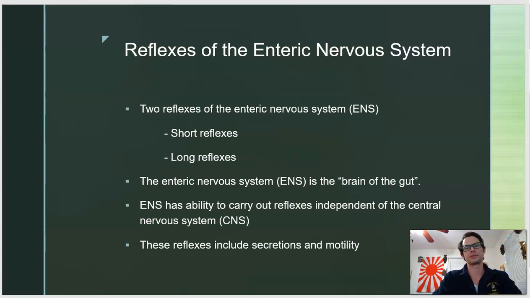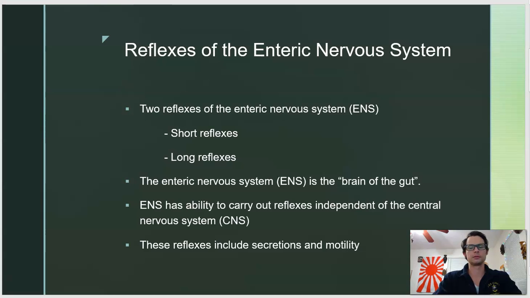And we're starting with a little overview of the reflexes of the enteric nervous system. The enteric nervous system is also known as the brain of the gut. It can work on its own, independently of the central nervous system, and it utilizes two main reflexes, a short reflex and a long reflex. These reflexes influence secretions of various exocrine and endocrine glands, and also aid in motility of the intestines for digestion, both the mechanical and elimination portions of it.